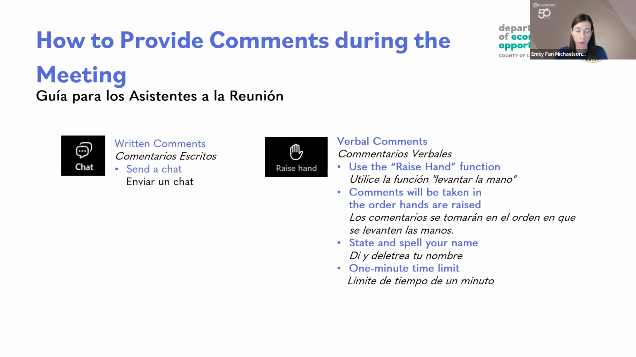Again, if anyone would like to provide a verbal comment, you can go ahead and use the raise hand function. We're also accepting written comments if you want to send them in via the chat. And we'll be on until the end of the meeting to provide an opportunity for everyone to provide their comments. Yes, and do you maybe want to go over just the methods if people want to, after this meeting, to submit their comments, and then we can come back to this.